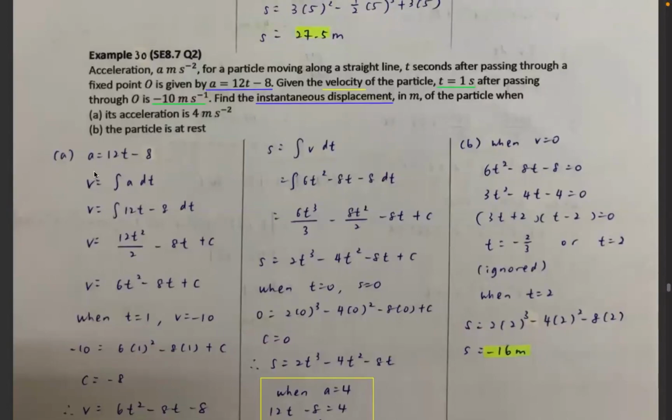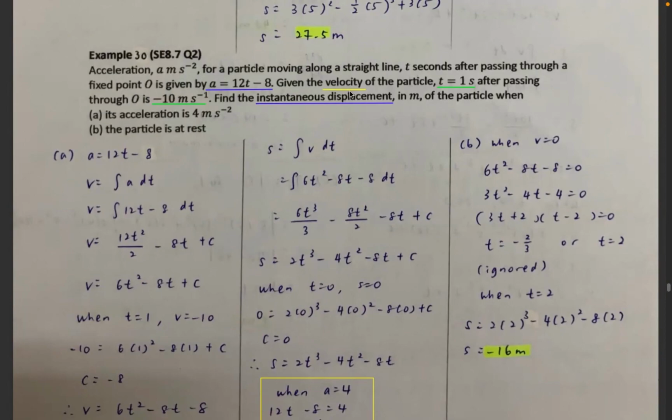First of all, we have a equals 12t minus 8. When we do integration for the first time, we are finding the velocity function. So v equals integrate 12t minus 8 dt. After we integrate, there is a plus c here.